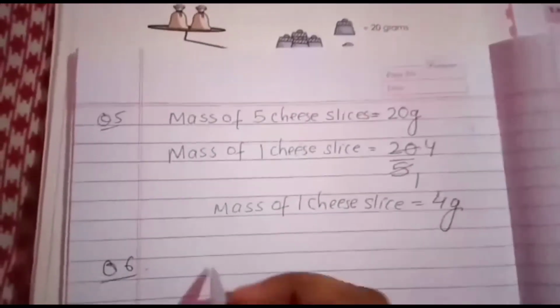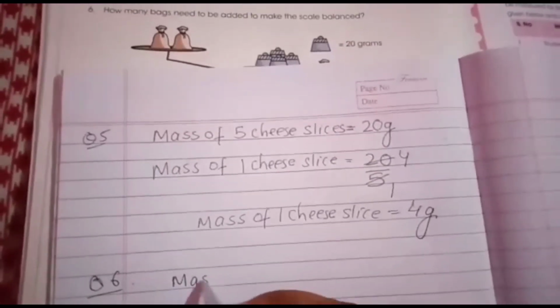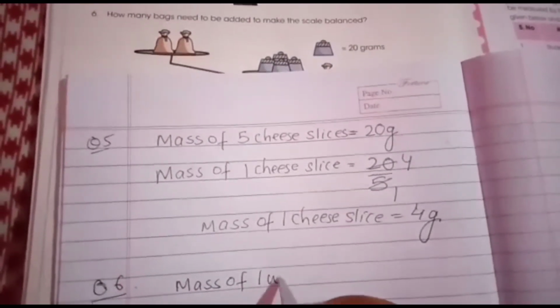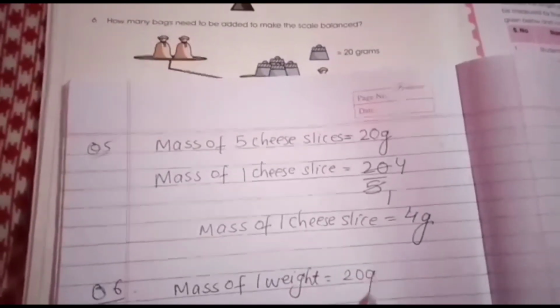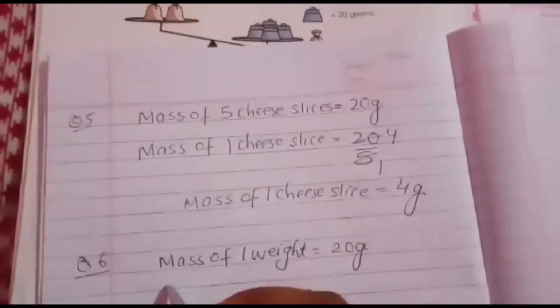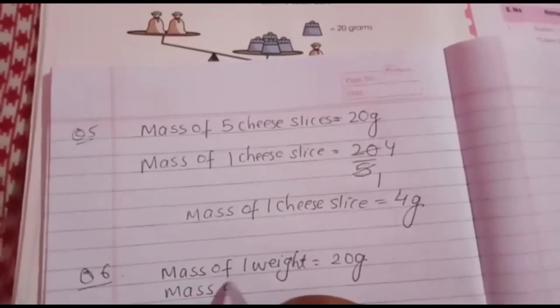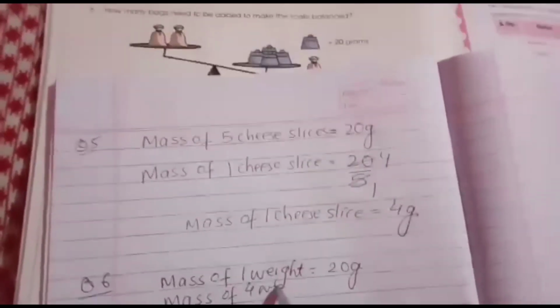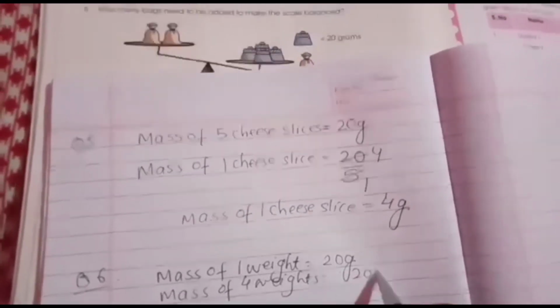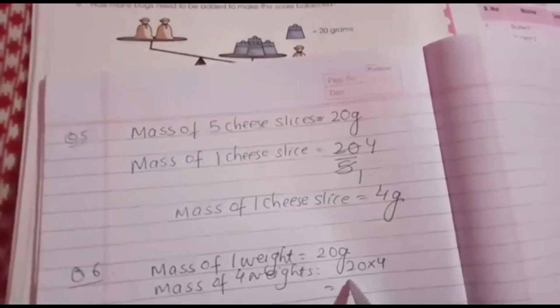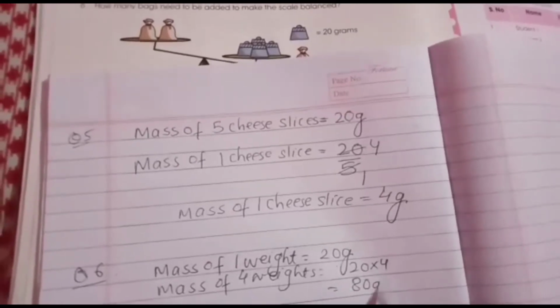Okay, mass of one weight is equal to 20 grams. So mass of 4 weights is equal to 20 into 4. That means how much? It is 80 grams.